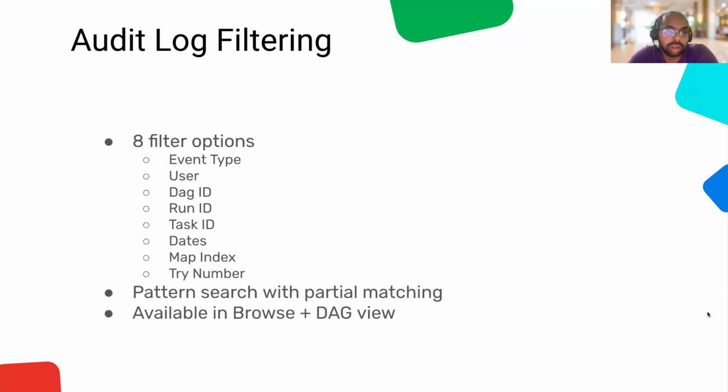So in audit log implementation, right now we have 8 filter options, starting from event type, user, DAG, and these are the different filters by which people can search their event from. From the implementation point of view, most of the filters for audit log were already there in the backend. The only thing which we noticed was that the pattern search was not implemented in the API, so we had to just implement that. Yeah, I think that's about the audit log.